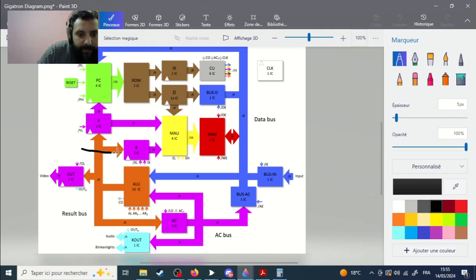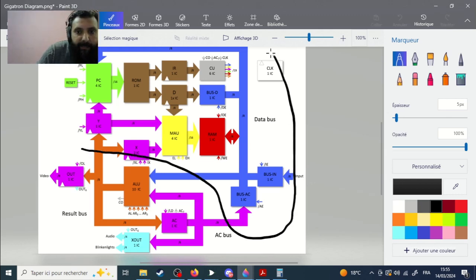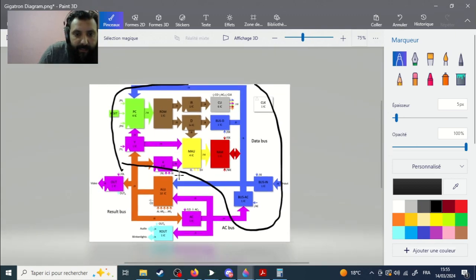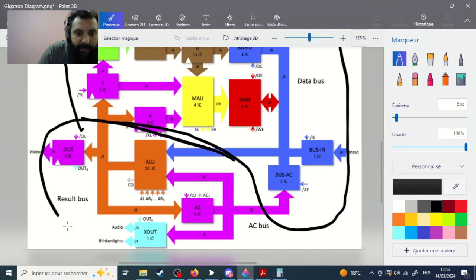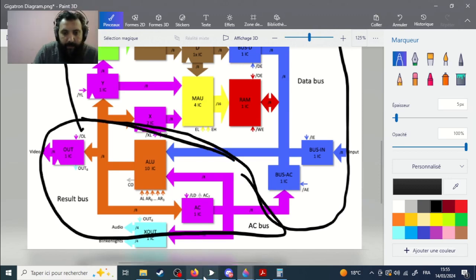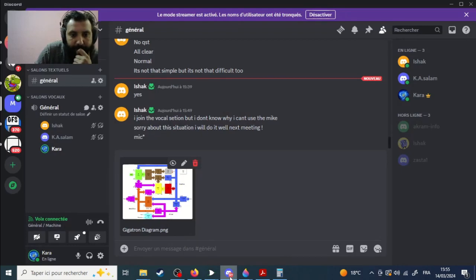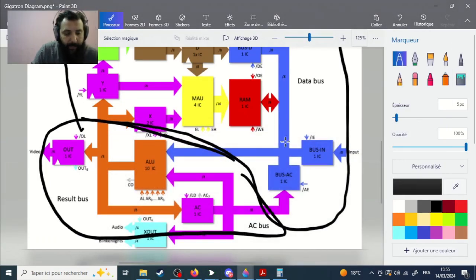Normally, we finish this part. I explained all these parts, and we have to go to the next. I have to explain this left part. Do you have questions? Is that clear? Should I continue? Okay, I have to continue. We don't have much time.